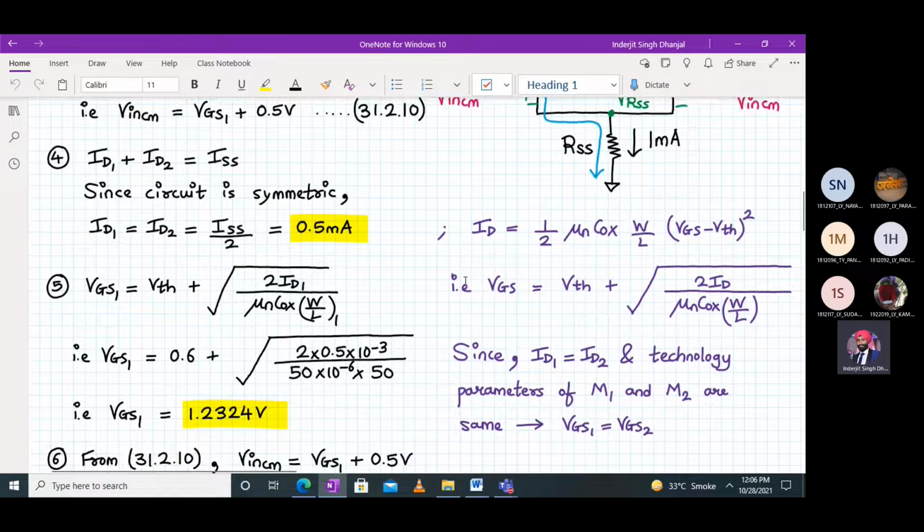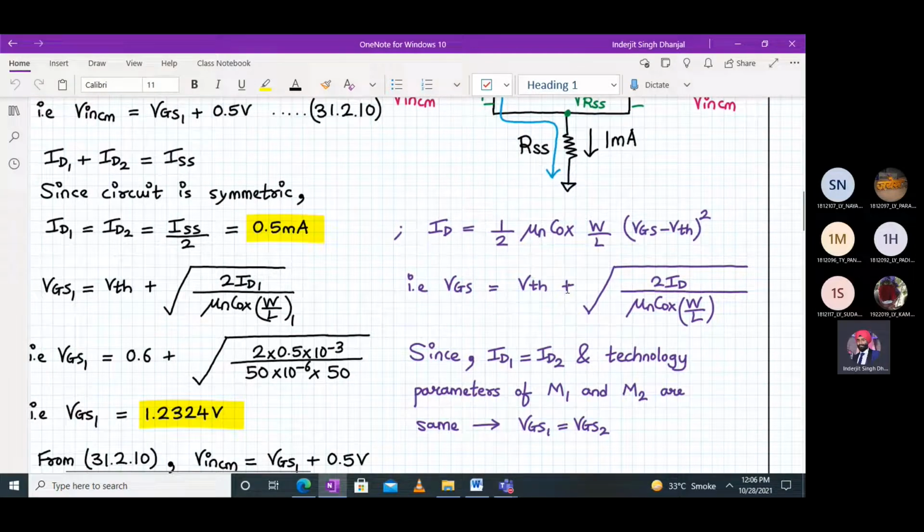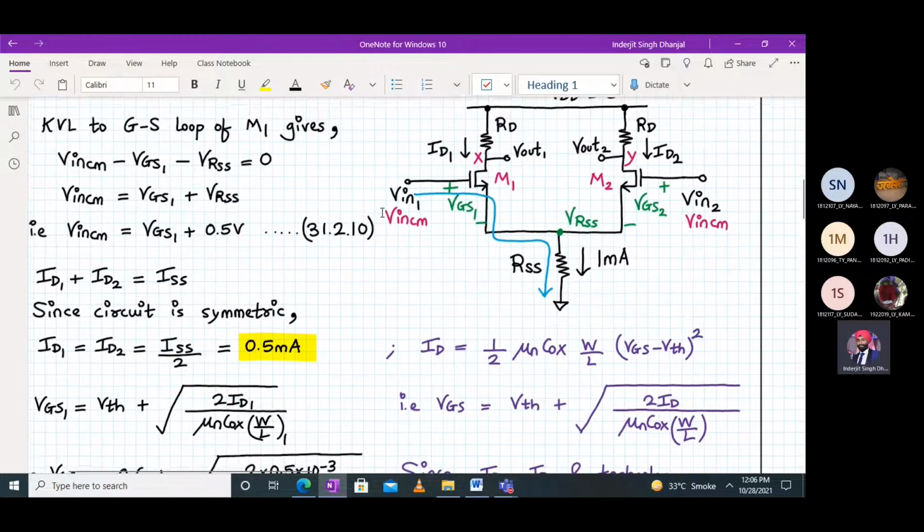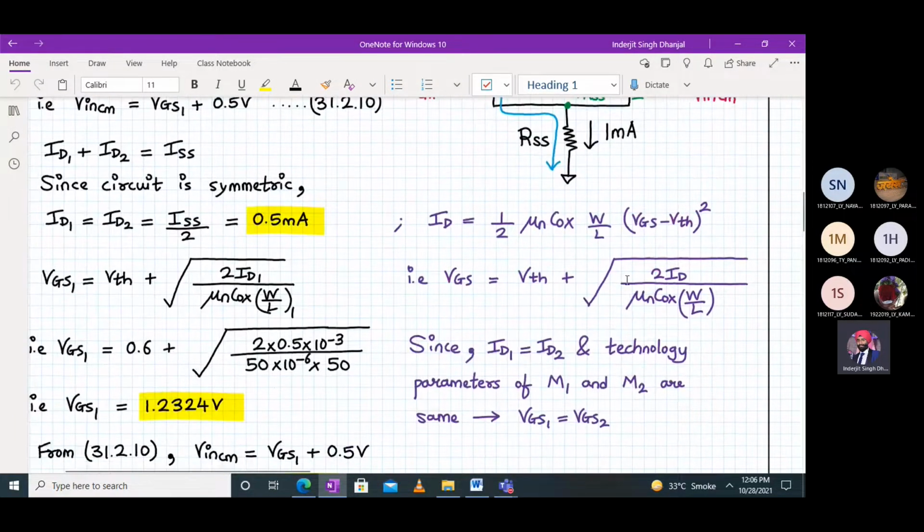Now the drain current equation can be written as ID equals half mu and Cox W over L times VGS1 minus VTH the whole square. So VGS can be written as VTH plus square root of twice ID divided by mu and Cox W by L. Now since ID1 and ID2 are the same, your technology parameters are also the same. So we can write VGS1 is also equal to VGS2. Correct? Because over here we see that ID1 and ID2 are the same. Now if ID1 and ID2 are the same, and if W by L ratios are the same for both, also the VTH is the same for both, we can say that VGS1 is equal to VGS2.